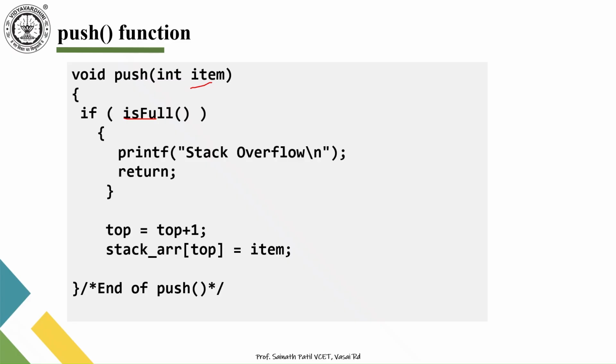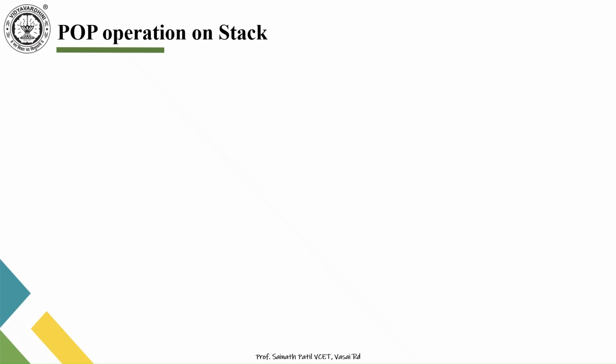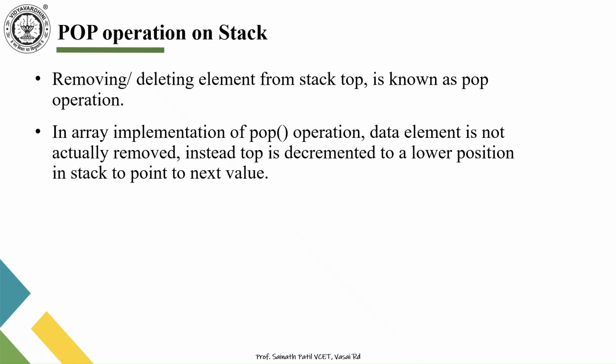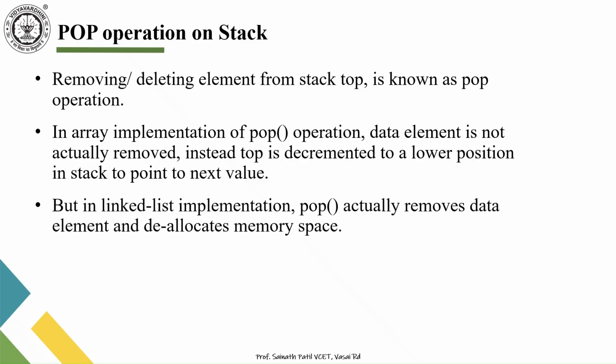So using this function, we can add a new element to the stack. Next is the pop operation. We know that removal or deletion of a data item from the stack is known as pop operation. In case of array implementation, pop operation actually does not delete or remove data from the stack or from the array. We simply decrement the value of top to point to the next lower location from which the next data value is to be read. But in linked list implementation, pop actually removes the element and deallocates memory space.